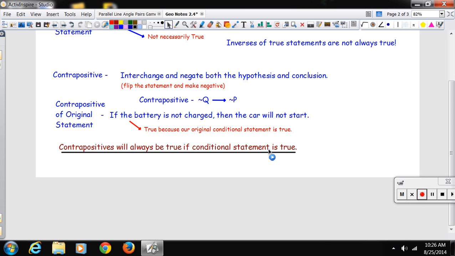So basically we could say that contrapositives will be true if the conditional statement is true. Inverses and converses don't have to be true, but contrapositives do. If you've got a true conditional, you're going to get a true contrapositive, always.